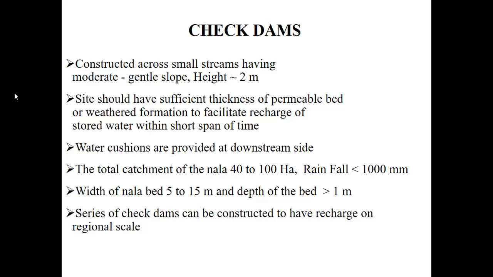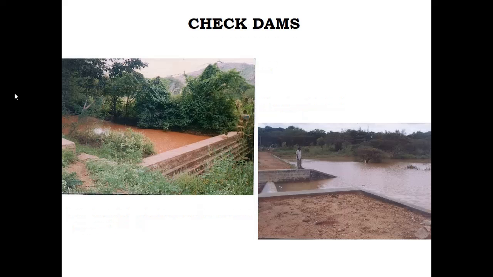The total catchment of the Nala should be 4200 hectare, rainfall less than 1000 millimeter, and width of the Nala bed should be 5 to 15 meter, and depth of the bed, the check dam bed, should be greater than 1 meter. A series of check dams can be constructed to have recharge on a regional scale.